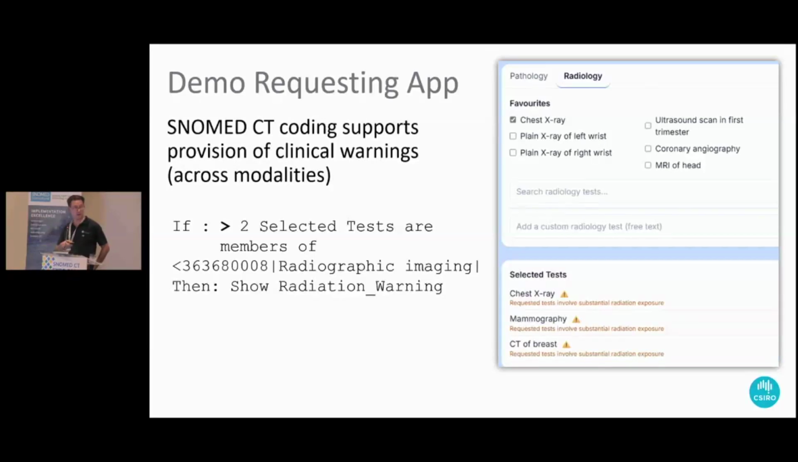And as soon as we've done that, you can see we've got some warnings popped up here. Again, this is just leveraging that terminology hierarchy where we can say, if you've selected more than 2 radiography tests, you can show a radiation warning just to prompt the clinician that that's something just to be aware of. It doesn't stop anyone doing it, but you can filter in those advice points.